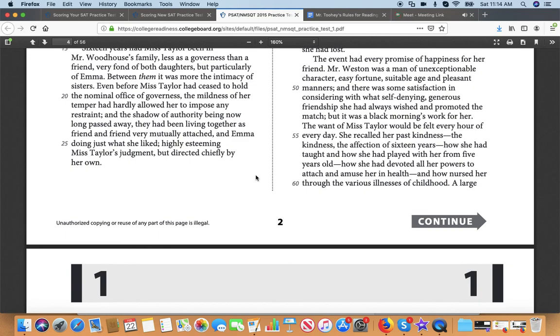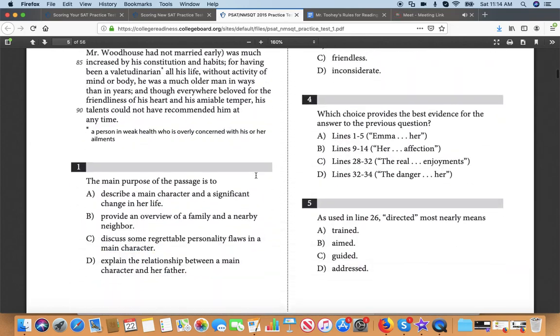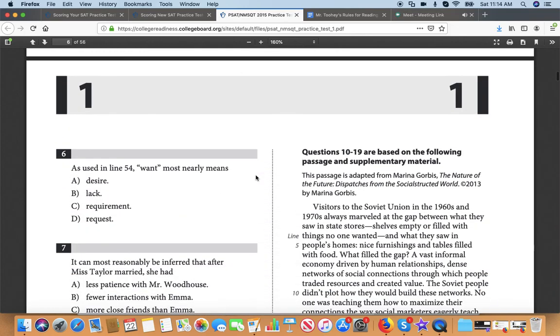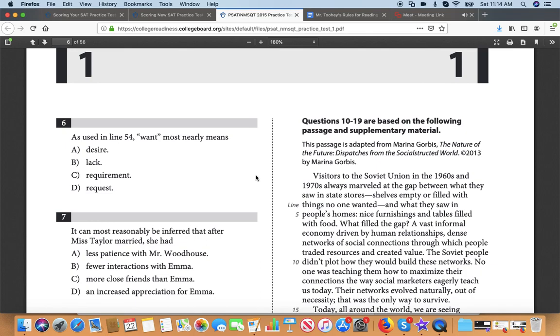But if you plug in A, it seems like we're talking about Miss Taylor's desire. That's not what we're talking about here. We're talking about Emma's desire for Miss Taylor. There's a difference there. Does that make sense? Yes. Okay, and this is why you got to plug in the answer choices. You wouldn't believe the percentage of students that pick A for question number 6. Probably like 90%. Wow.